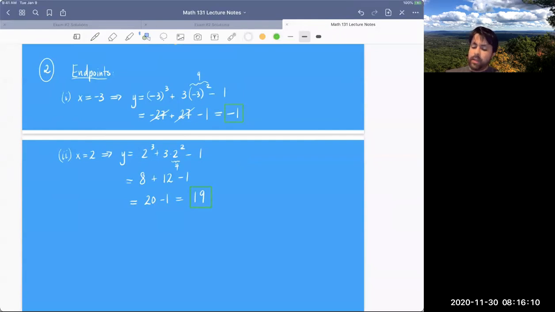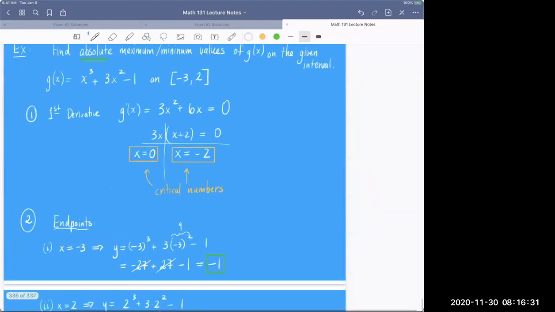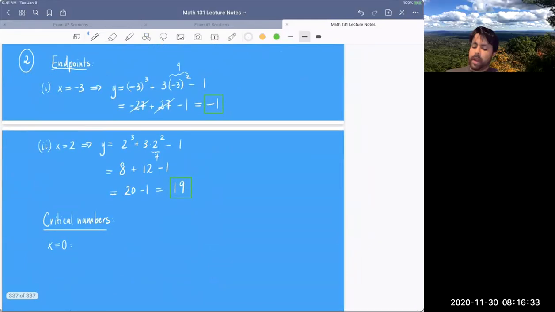Okay? Now let's look at the critical numbers. I have two of them, so I have to take care of both of them. So what are my critical numbers? My critical numbers are when x equals 0 and x equals -2. So what happens when x equals 0? What's my y value? Well, 0 cubed plus 3 times 0 squared minus 1, and I get -1. It's a repeated y value.